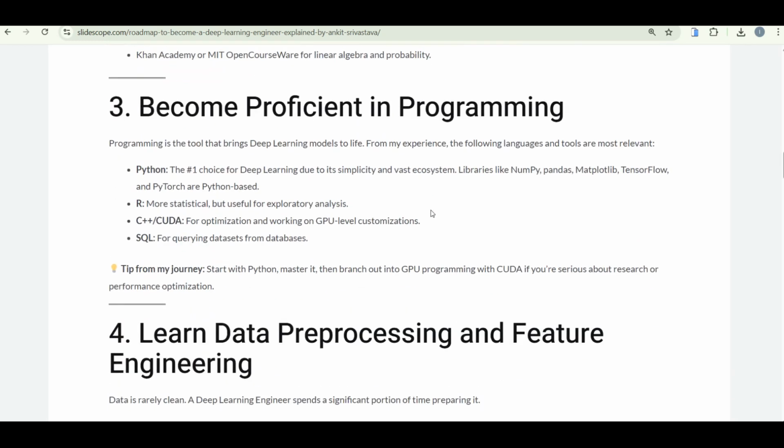Third is become proficient in programming. Programming is the tool that brings deep learning models to life. From my experience, the following languages and tools are most relevant. First is Python. This is the first choice for deep learning due to its simplicity and vast ecosystem. Libraries like NumPy, Pandas, Matplotlib, TensorFlow, and PyTorch are Python based.